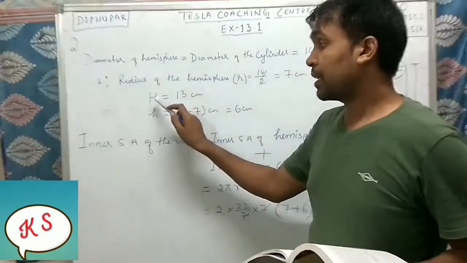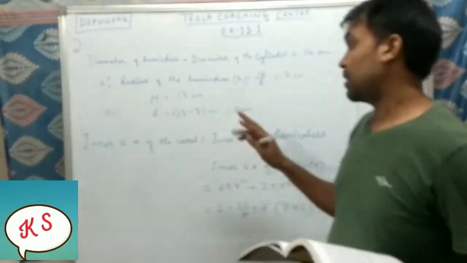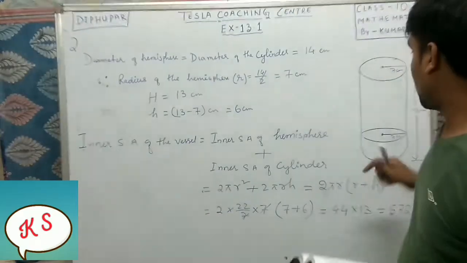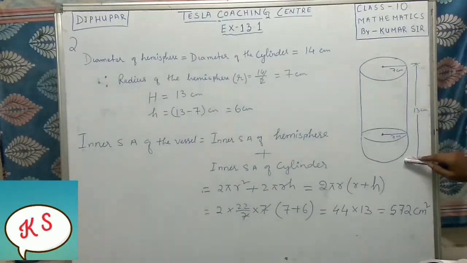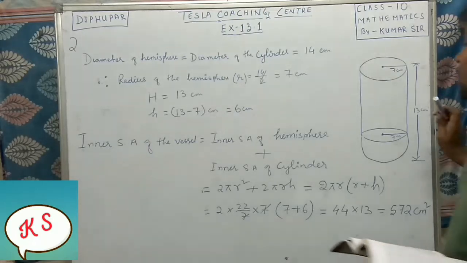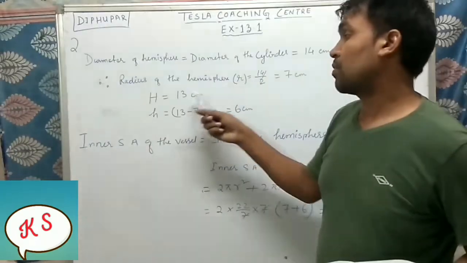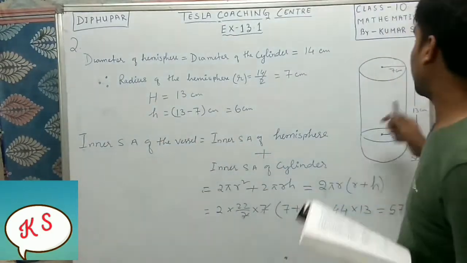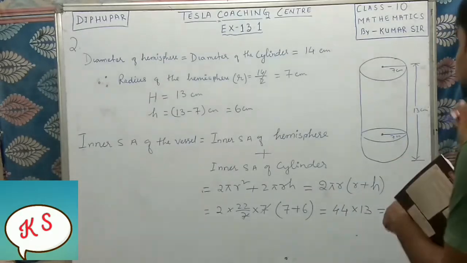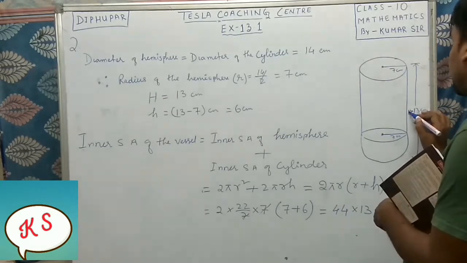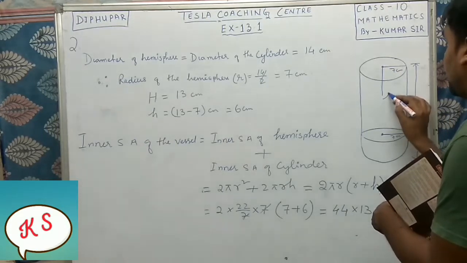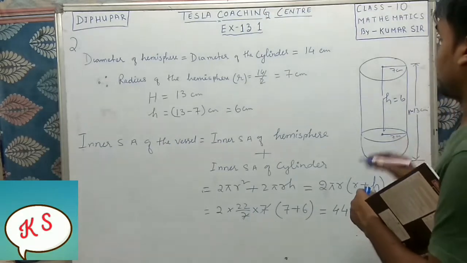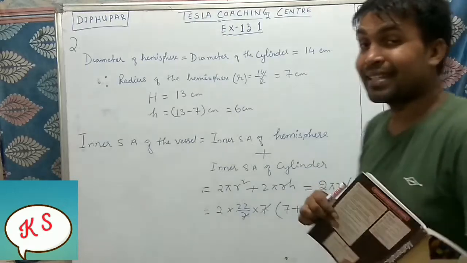Now H, here capital H. Why are we using capital? There are two heights. Capital H represents the total height from the top of the cylinder to the bottom of the hemisphere, which is 13. So capital H is equal to 13 centimeter. Now small h, this is our small h, and this is the capital H. Got it? Small h is equal to 6 centimeter.